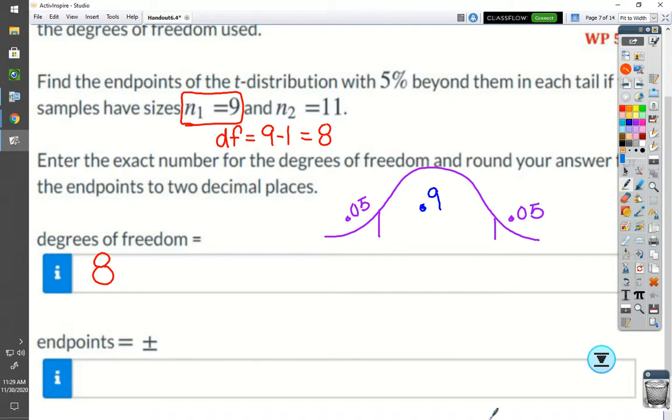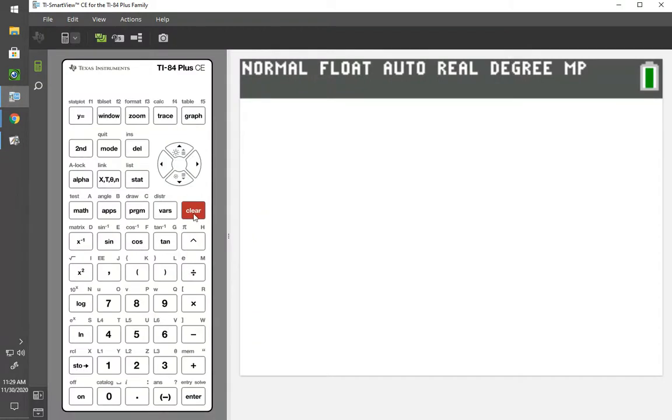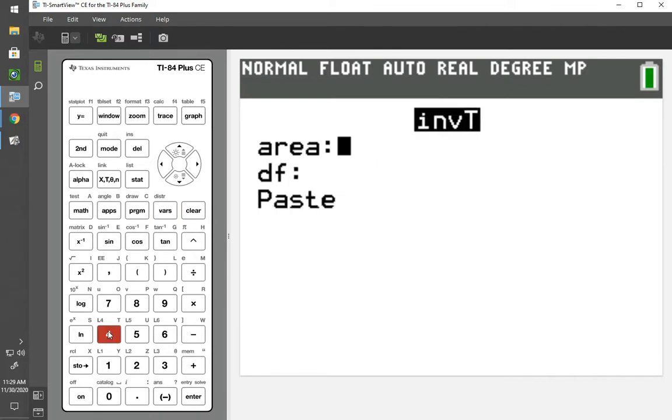So I'm going to go to my calculator. I'm going to clear everything I have. I'm going to go to my distribution, or my second vars. I'm going to go down to, notice that we have two options here. Number 4 is inverse t, and number 6 is TCDF. We're doing inverse t for endpoints. We'll use number 4. We use the area always to the left, 0.05.